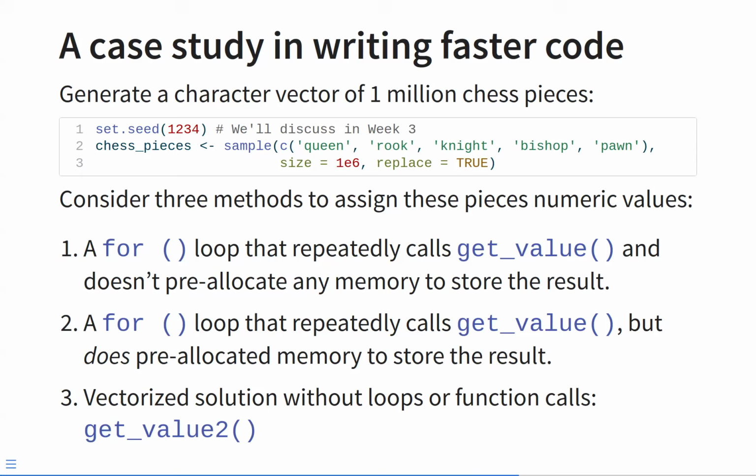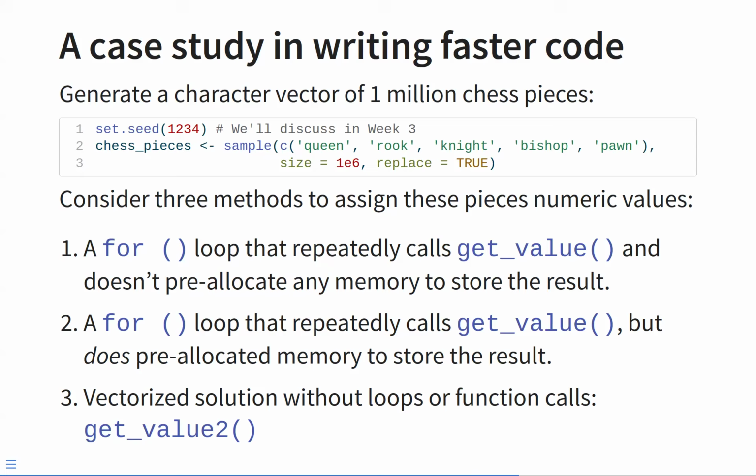So what I'm going to do here is generate a character vector of 1 million chess pieces, and I'm going to do this at random. Again, we're going to talk about these 3 lines in a later week, possibly not week 3, depending on what year you're watching this. But for the moment, you can just ignore this, and line 2 is going to create a random vector full of these chess pieces, queen, rook, knight, bishop, pawn. And its size is 1 million in length. Okay, so here are 3 different methods that I can assign numeric values to my 1 million chess pieces.